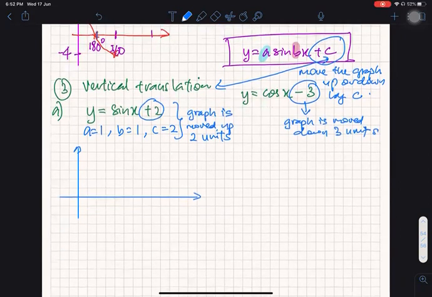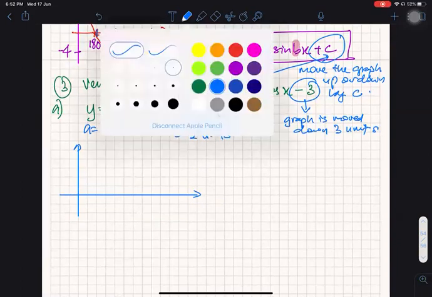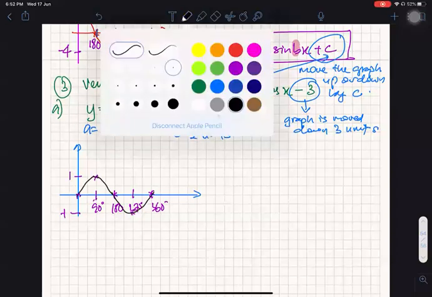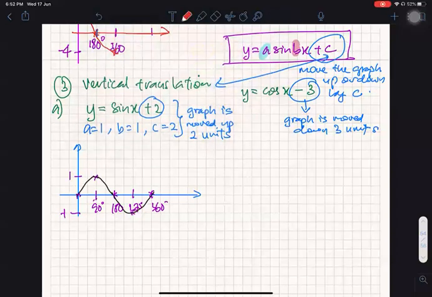So what I want you to do for now is to draw your original sine graph first. Original sine graph, amplitude is 1, negative 1, and 90, 180, 270, 360. So your original sine graph will look like this: 0, 1, 0, negative 1, 0. So you go up and you go down, bump up, bump down. Then what we're going to do is move every point up by 2. So don't erase first, move every point by 2.